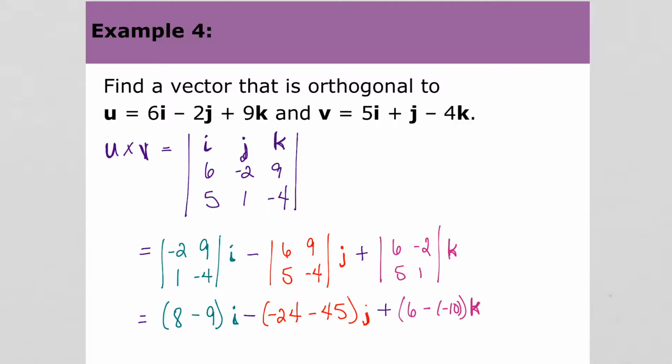So taking that to the next page, we get -i plus 69j plus 16k. So this is the vector that is orthogonal to both u and v.